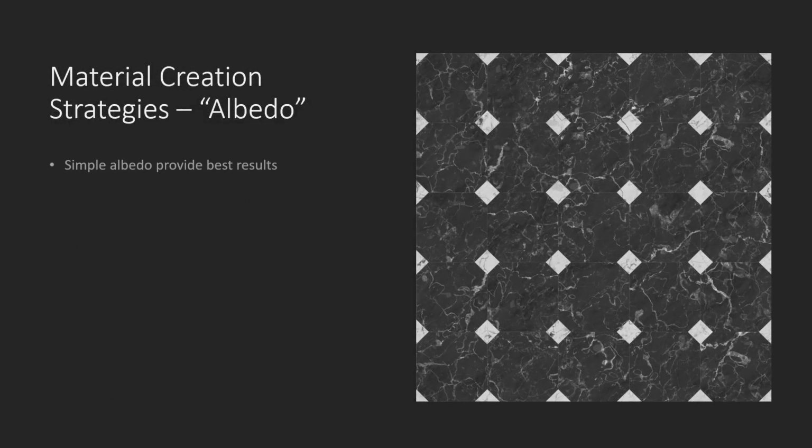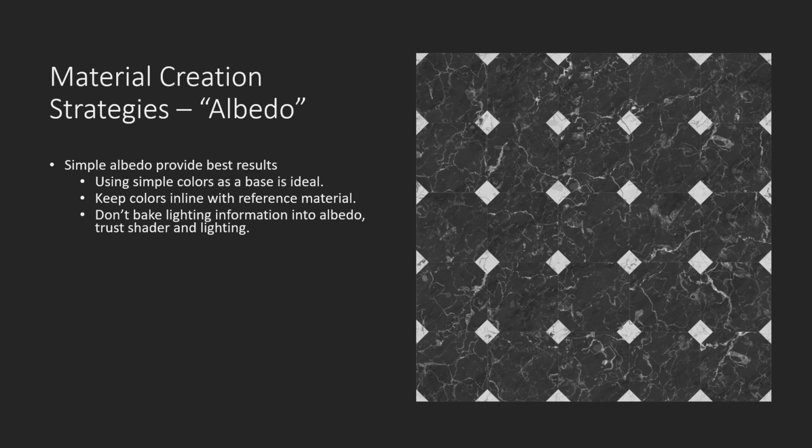All right, so as far as the albedo goes, I feel like simple albedos provide the best results. Using simple colors as a base is ideal. You want to keep colors in line with your reference material. Don't bake lighting information into the albedo. I can't stress that enough. If it ever feels like your albedo is awkward, that's a good thing. You don't want to just pipe in AO or edge highlights. You want it to feel pretty simple, and you want to trust the shader and the lighting to do their job.